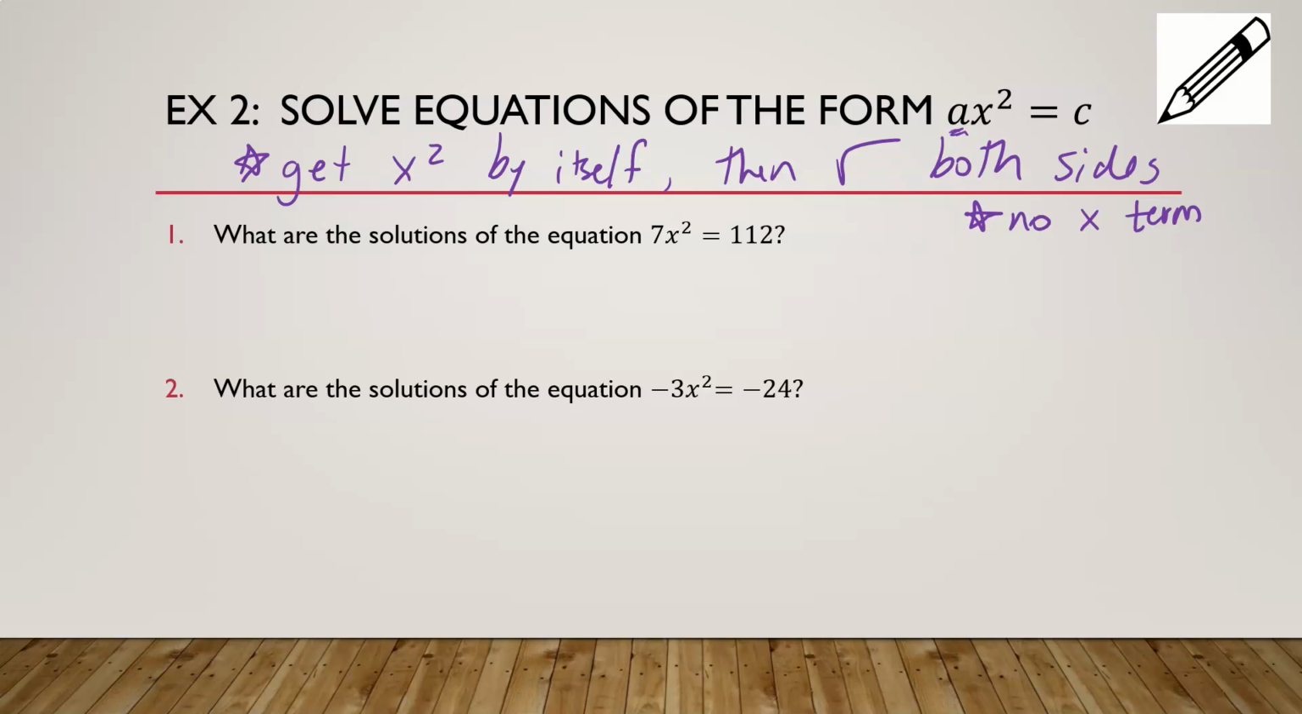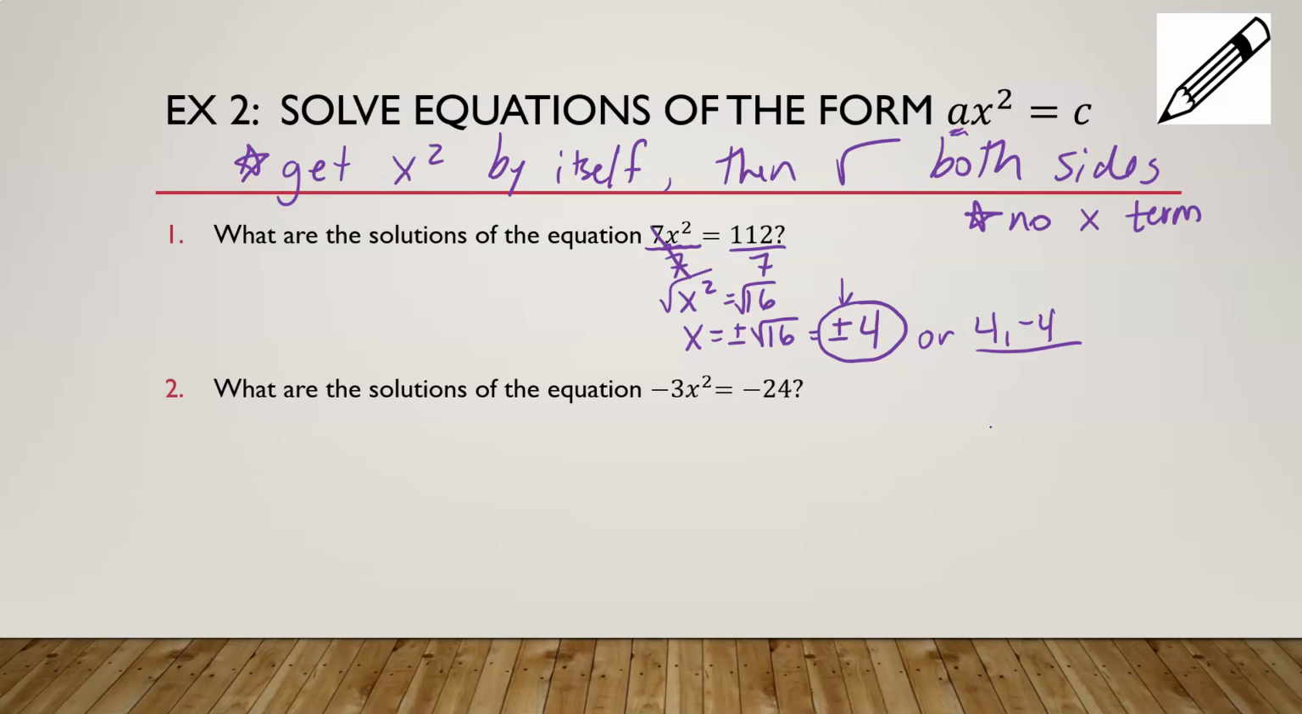Okay, so in number 1, when it says what are the solutions to the equation 7x squared equals 112, again, I can't square root until I get the x squared by itself. So since it's 7 times x squared, divide both sides by 7 first. I get x squared equals 16. And now we do what we did on the previous slide. As soon as the x squared is by itself, I square root both sides. Gives me x equals plus or minus the square root of 16, which is plus or minus 4. Don't forget the positive negative. Okay, again, Pearson does have that plus or minus symbol, or you could type it in as 4 and negative 4. Either way is fine.